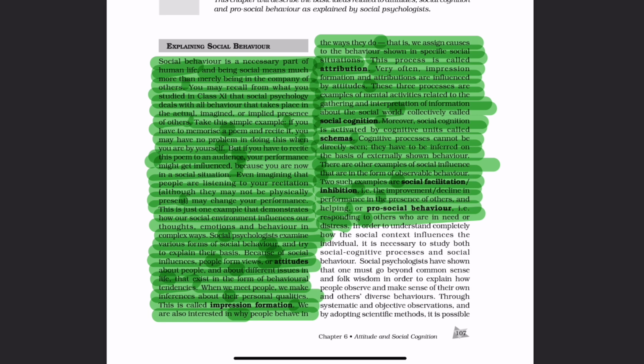Another is pro-social behavior. Pro-social behavior is when you are helping others. Pro मतलब साथ मिल के काम करना। तो प्रो सोशल बिहेवियर लाइक दूसरों की हेल्प करना, किसी को कुछ प्रॉब्लम हो गया है, सो वो सारे जो बिहेवियर इस तरह के हेल्पिंग बिहेवियर्स होते हैं उनको हम प्रो सोशल बिहेवियर्स बोलते हैं। In order to understand completely how the social context influences the individual, it is necessary to study both social cognitive process and social behavior.